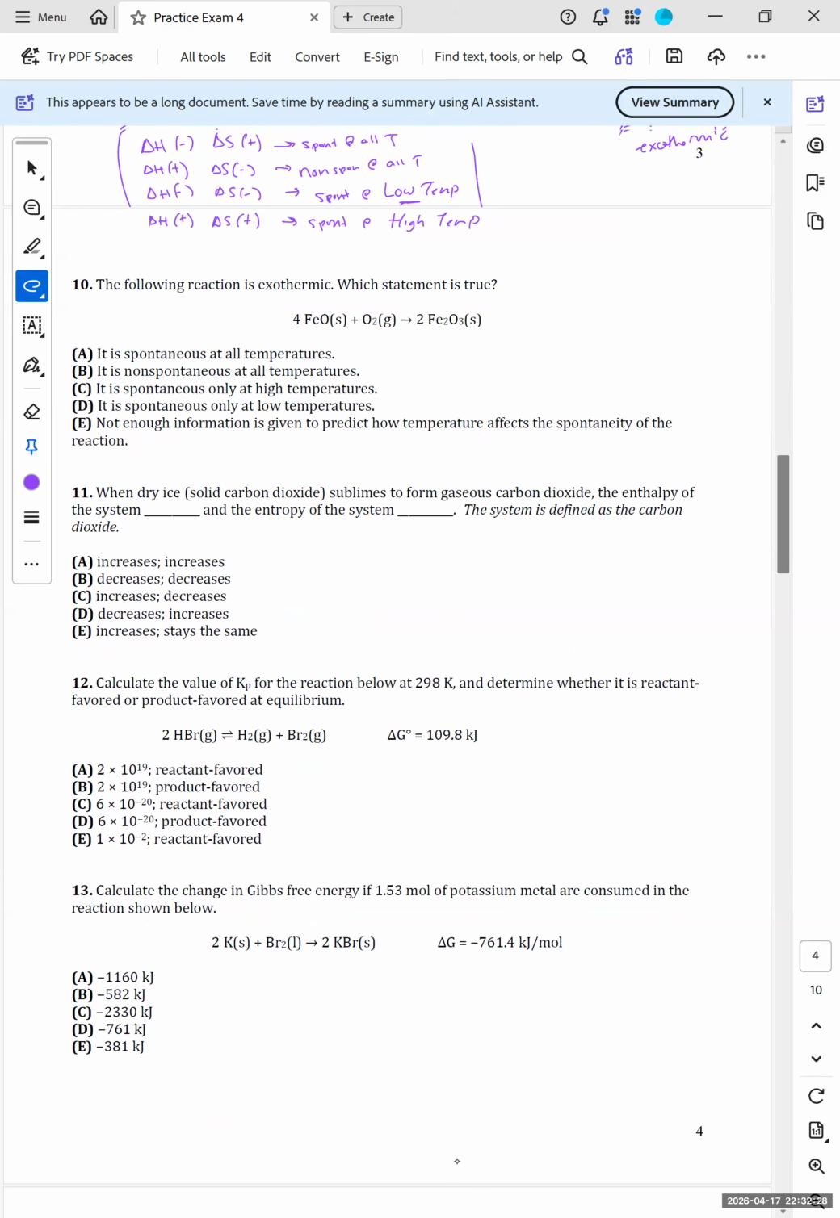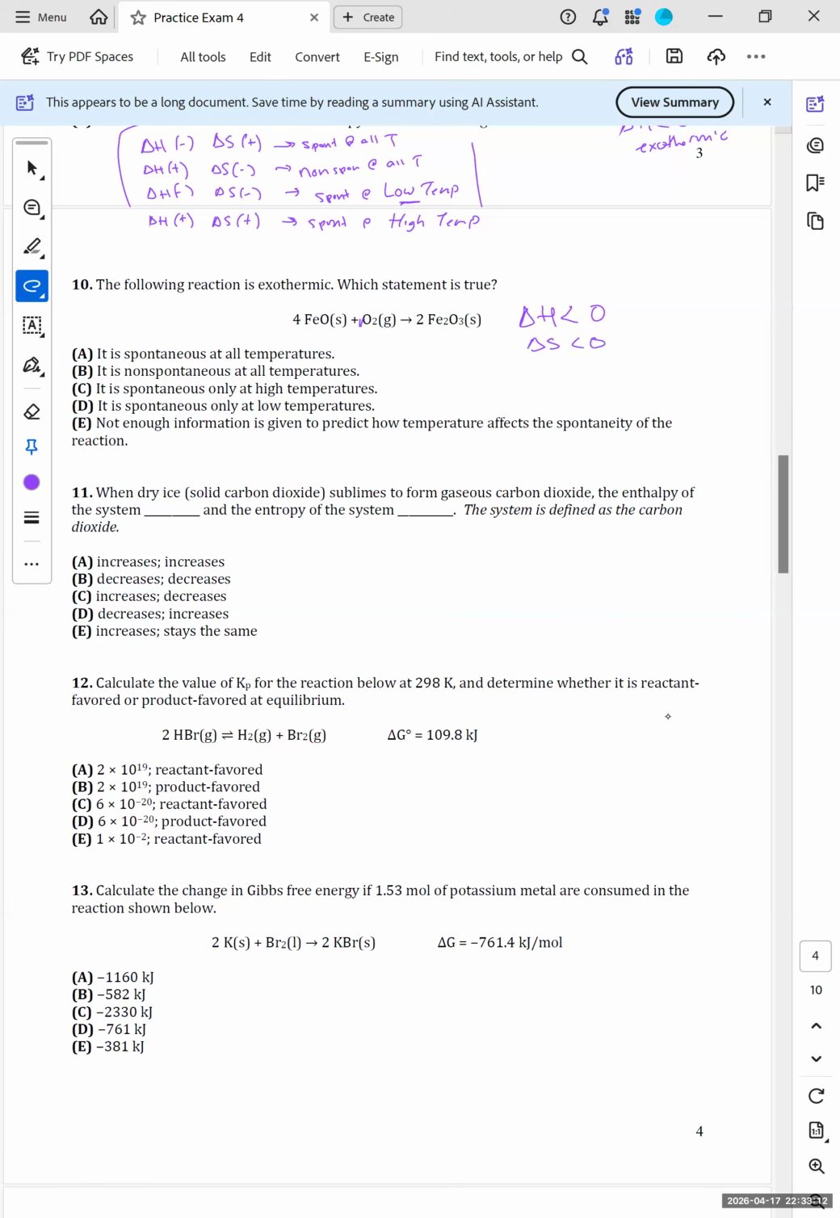All right, let's move on to 10. The following reaction is exothermic. Okay, what statement is true? All right, so if the reaction is exothermic, we know that delta H is less than 0. Another thing we're going to look at is how many gas moles we have. We went from 1 to none. So, knowing that we had gas on the reactant side and no gas on the product side, what does entropy do? It decreases. So we have our delta S as less than 0.